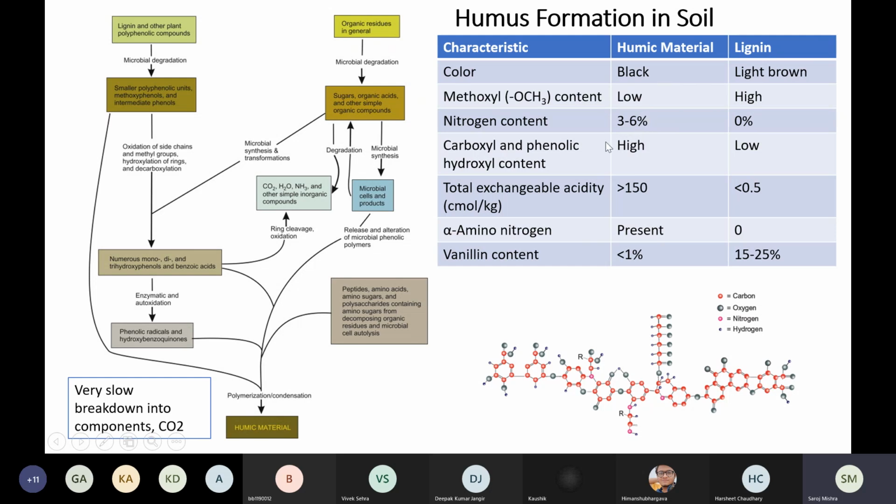Then carboxyl, phenolic, hydroxyl capacity, total exchangeable acidity, so protons highly movable, alpha amino nitrogen is present, vanillin content is less than 1%, here it is 15 to 20. So there's a lot of difference between lignin and the humus material.